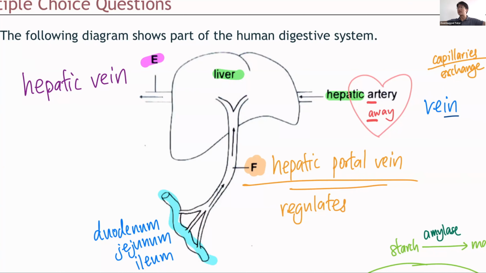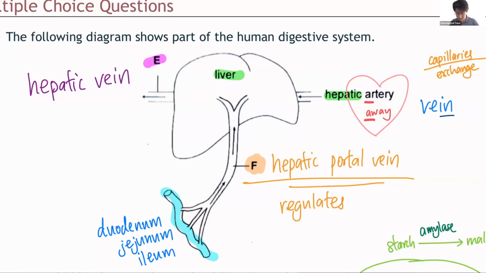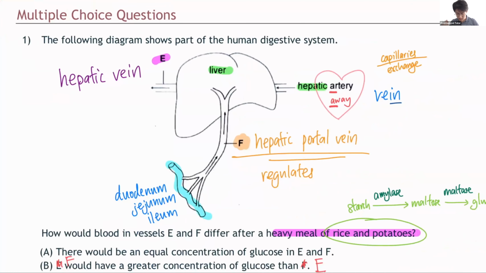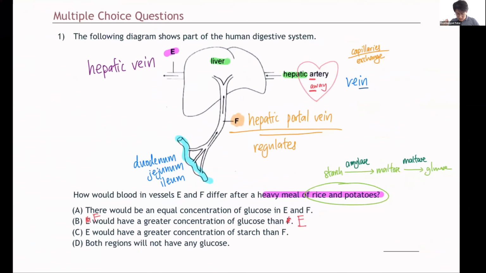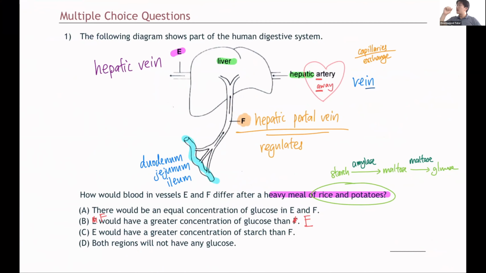I'm sure you all know at least the basics of how banks work, right? Not enough money, go and take money from the bank. Too much money, put it in the bank. Okay, right? So simply put, that's just what the liver does for us over here. Okay. Yeah, okay. Any questions about this one now?